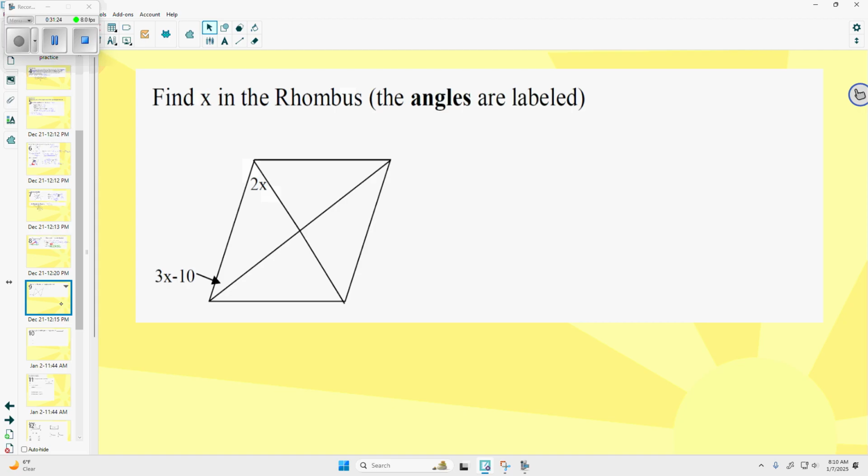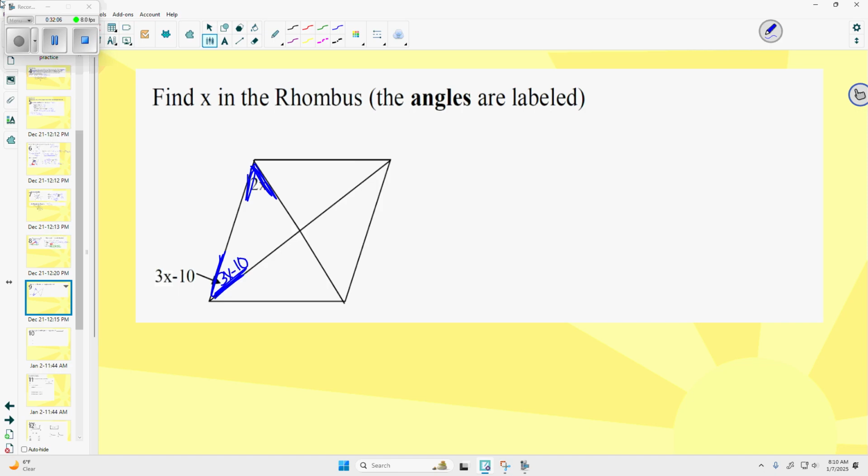All right, so find x in the rhombus. The angles are labeled. So when you're looking at that picture and you see the arrow there, it's telling me that that angle is 3x minus 10. What are we going to do to be able to find x here? Does just this angle plus this angle equal 180? No. We add a little bit, though. What can we do? Add another x. Close.